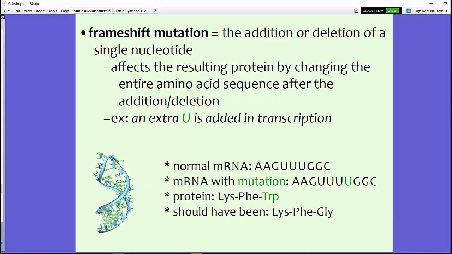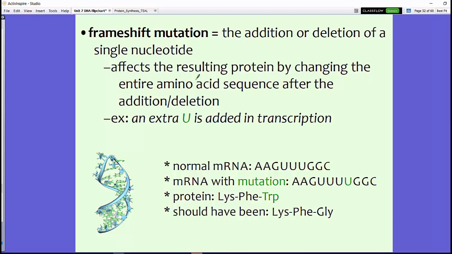A second type of mutation is something called a frameshift mutation. Again, a frameshift mutation sounds just like the terminology, frameshift. This is an addition or a deletion of a single nucleotide. This is actually going to shift all the other bases either up or down. This affects the resulting protein by changing the entire amino acid sequence after the addition or deletion.